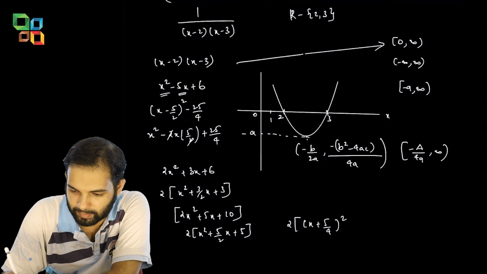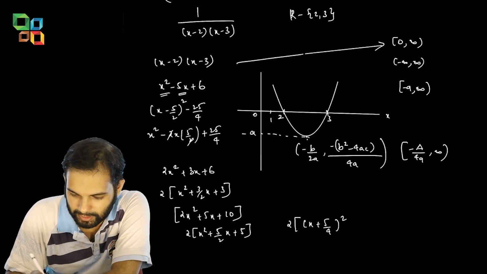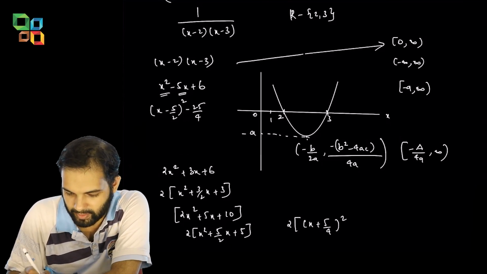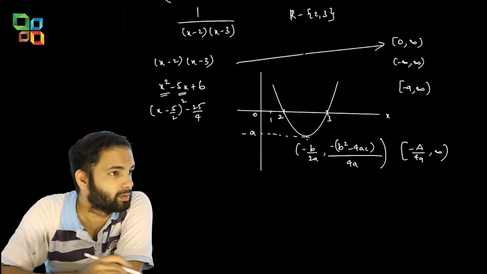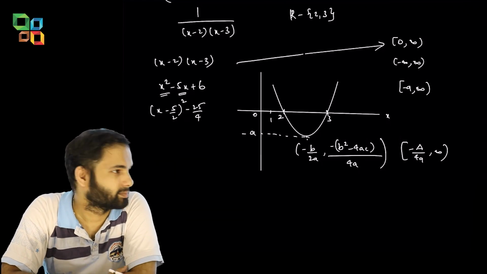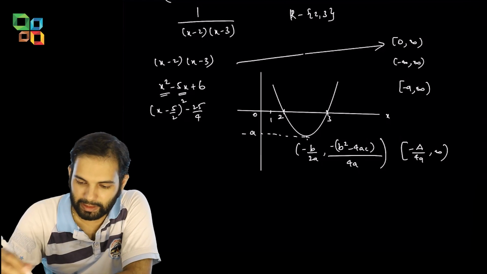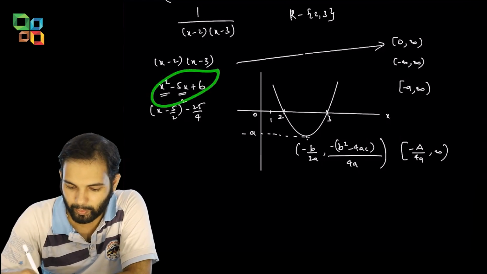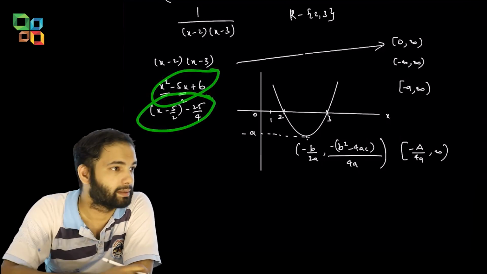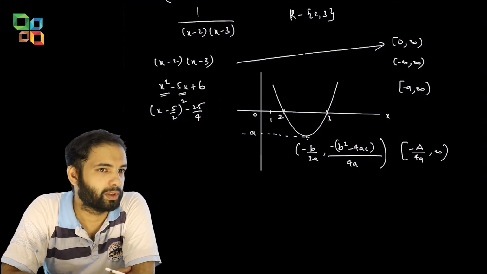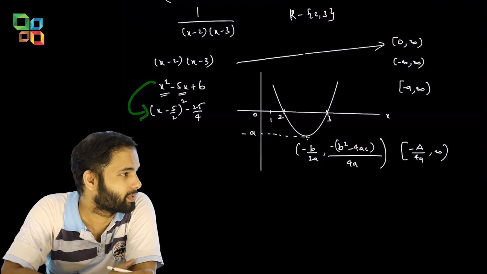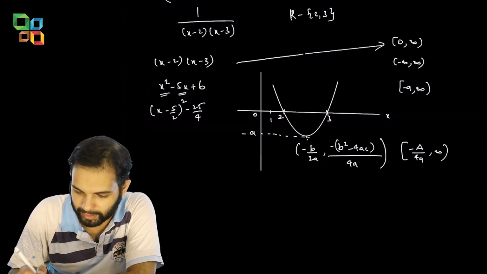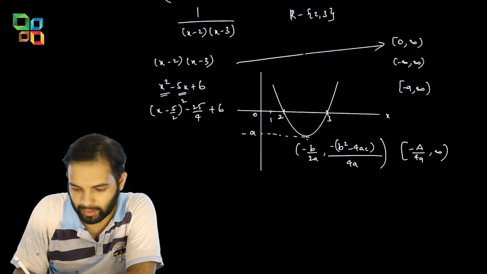Why do we do this? Any idea? Why do we do this completing squares? What is the advantage we get? See, we have this equation and we have this equation, correct? So what is the advantage we get by converting this equation to this equation? Okay, this is not complete though. There was a 6 outside, so I have to add 6 outside.